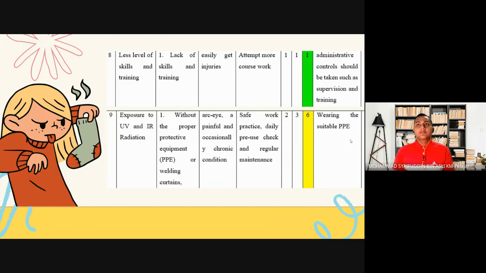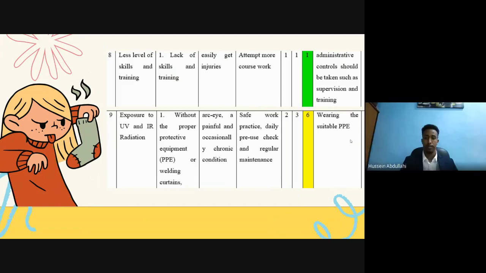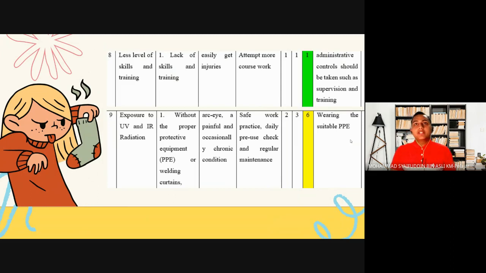For the exposure to UV and ionizing radiation, the hazard is working without the proper protective equipment, PPE, welding 13. The effects, of course, are arc eye, a painful and occasionally chronic condition. For the existing risk control, it is safe work practice, daily pre-use check and regular maintenance. Likelihood 2, severity 3, and risk 6. So the recommended control measure is wearing suitable PPE.